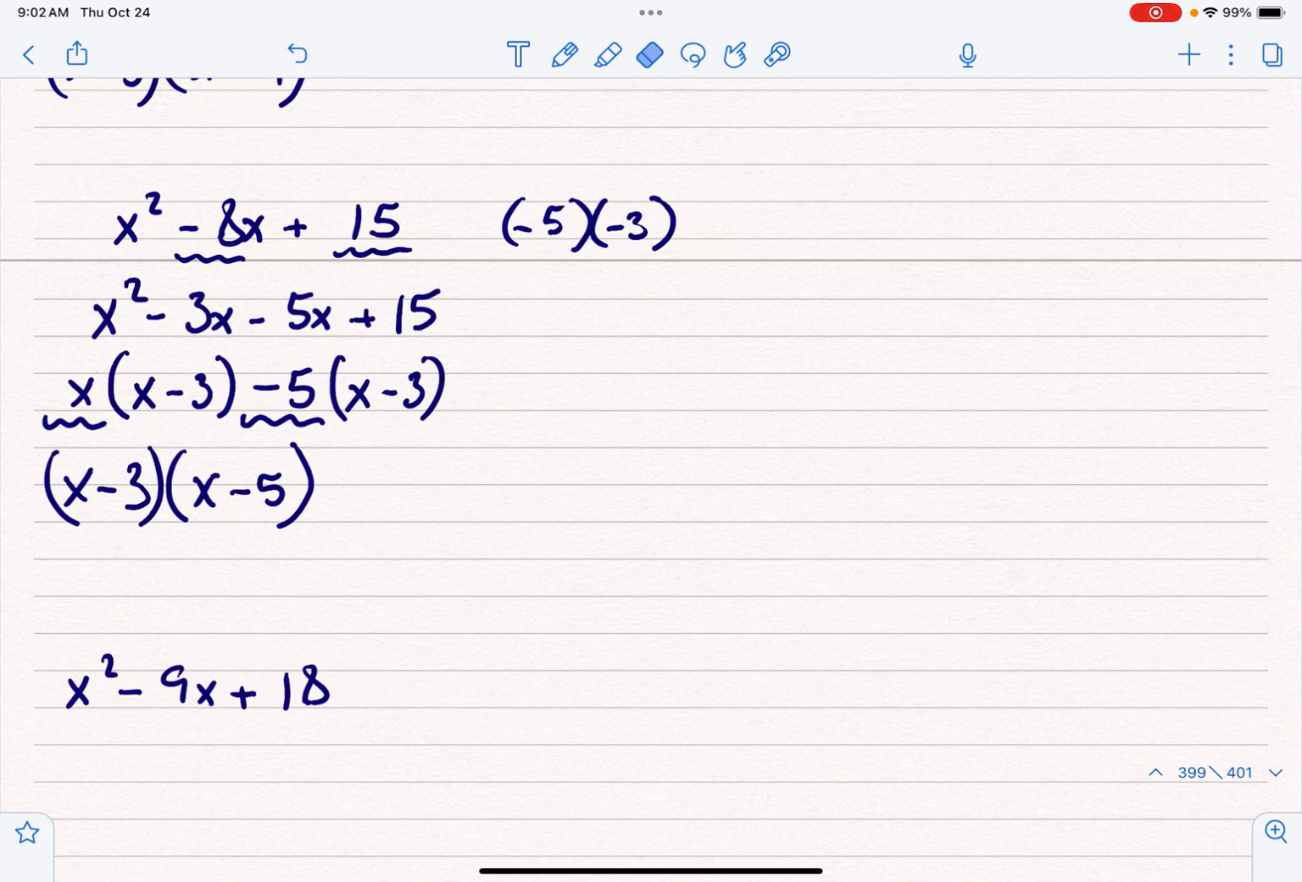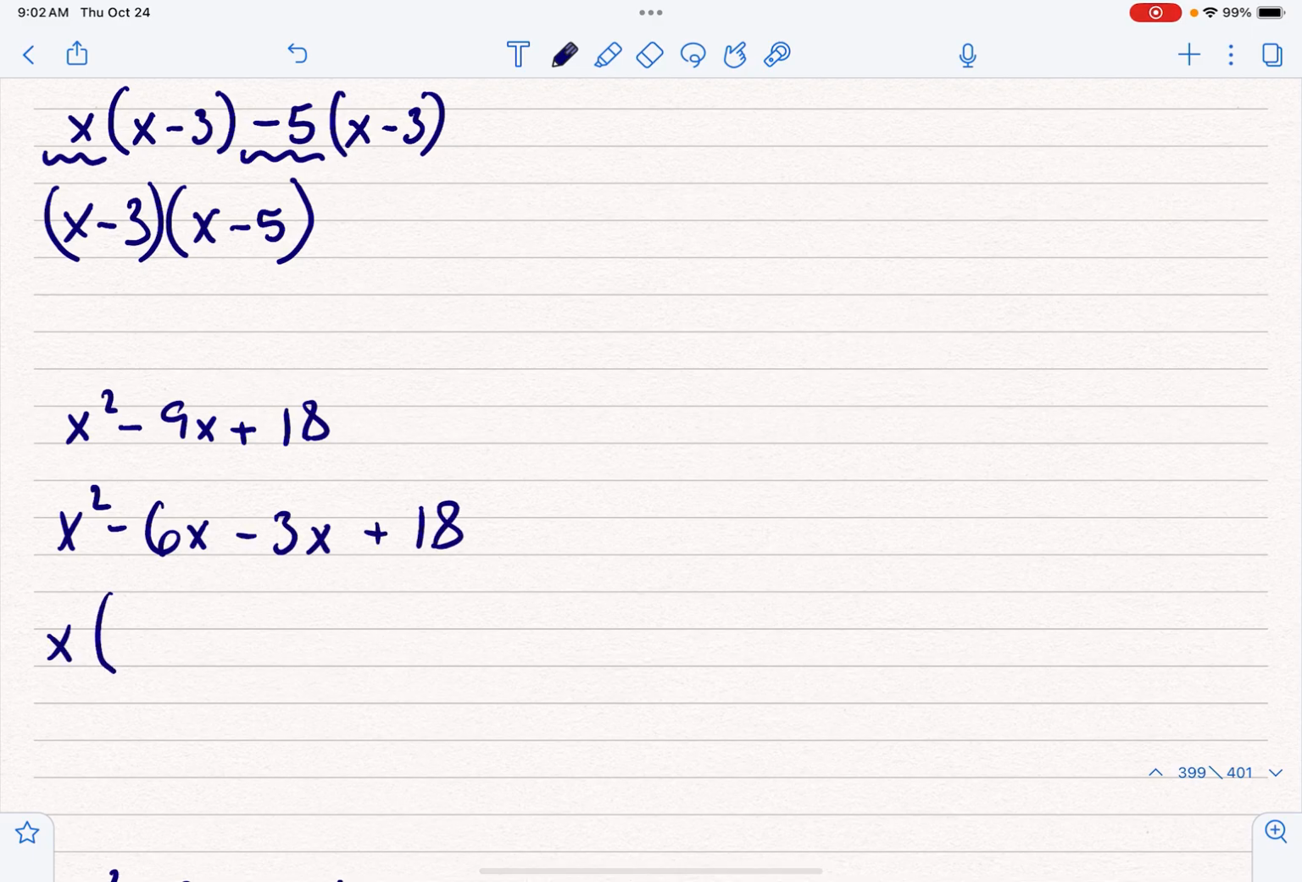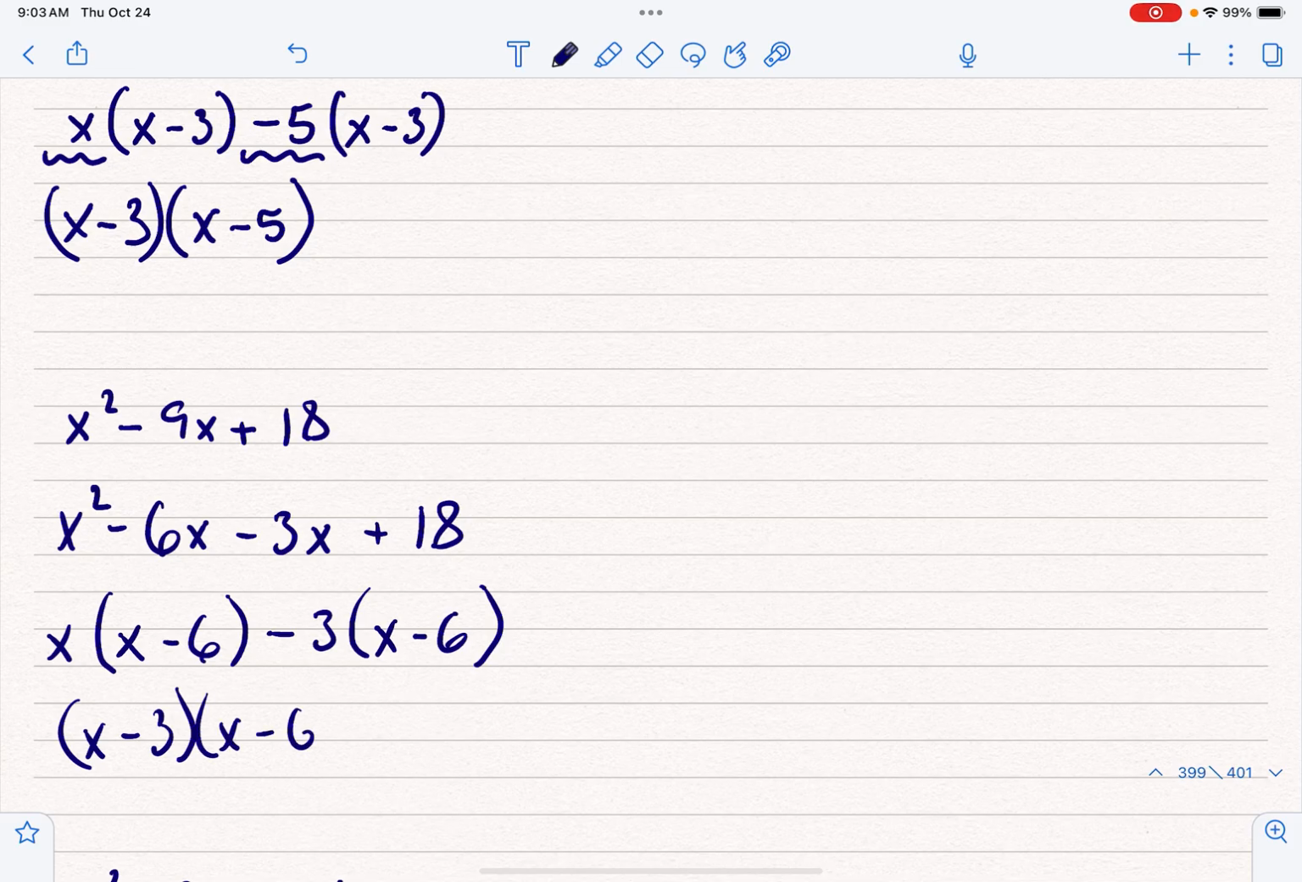All right. Let's give it a try. Okay. So with this one, factors of positive 18 that add up to be negative 9 would be negative 6 and negative 3. If I factor out an x out of those first two terms, I'm left with x minus 6. If I factor out a negative 3, I'm left with x minus 6. So then I get x minus 3 times x minus 6. There you go. Okay, and it's that simple.